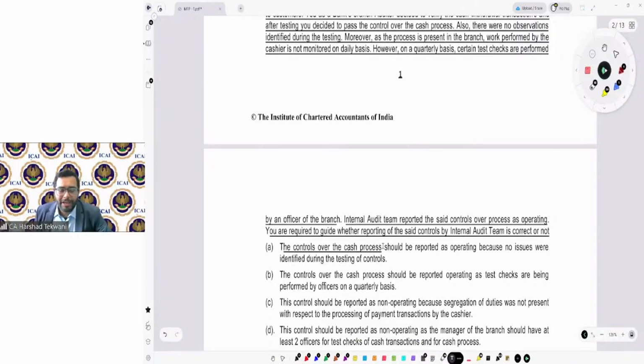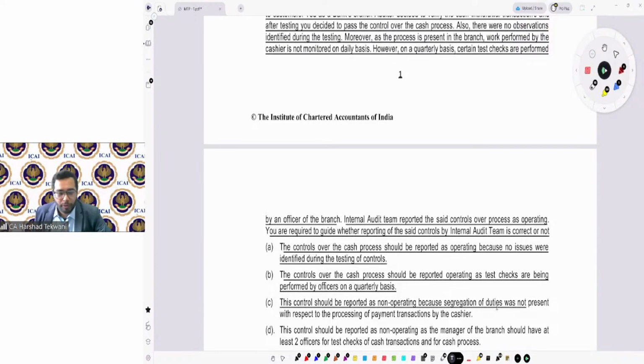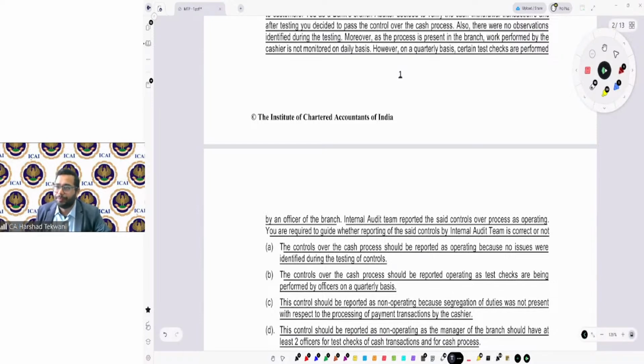The control over the cash process should be reported as operating because no issues were identified. The control over the cash process should be reported as operating as test checks are being performed by the officer on a quarterly basis. The control should be reported as non-operating because segregation of duties was not present with respect to the processing of payment transactions by the cashier. The control should be reported as non-operating as the manager of the branch should have at least two officers for test checks of the cash transactions and for the cash process. What do you think is the correct answer?